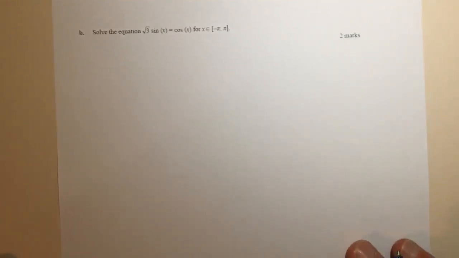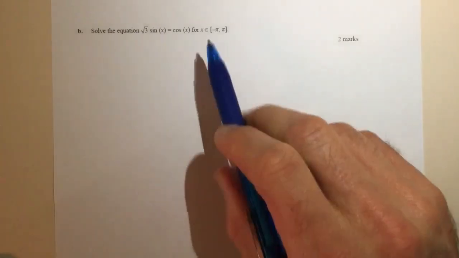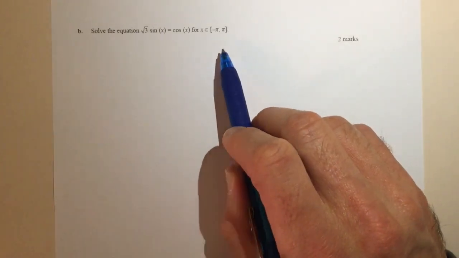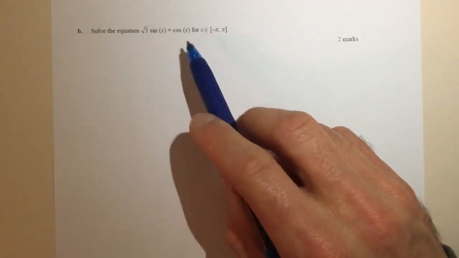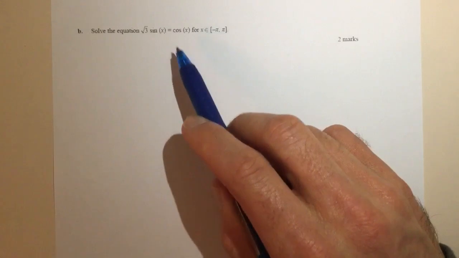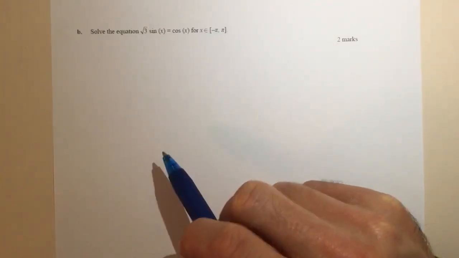This next example is an exam question, but it mentions the little trick that we talked about at the very start of this video. So this one says to solve the equation root 3 sine x equals cos x for x is an element of negative pi to pi. You might wonder why this is in the section on tan equations, but you're going to see pretty soon why this is actually a tan equation, even though tan is not written anywhere in there at the moment.